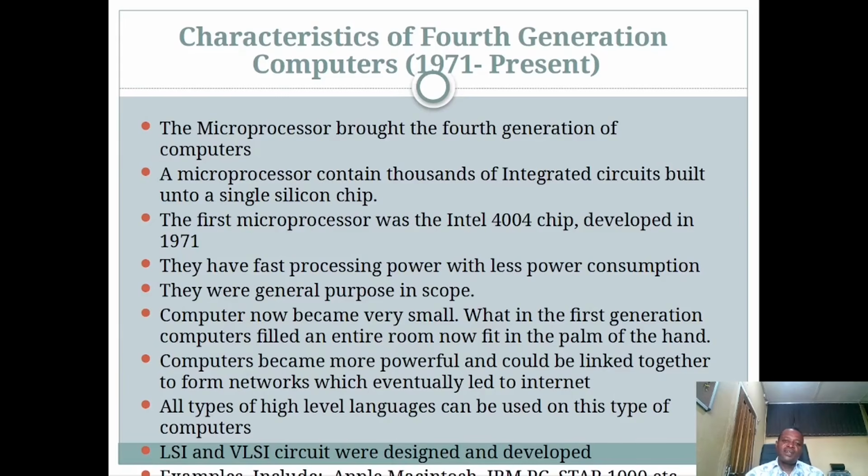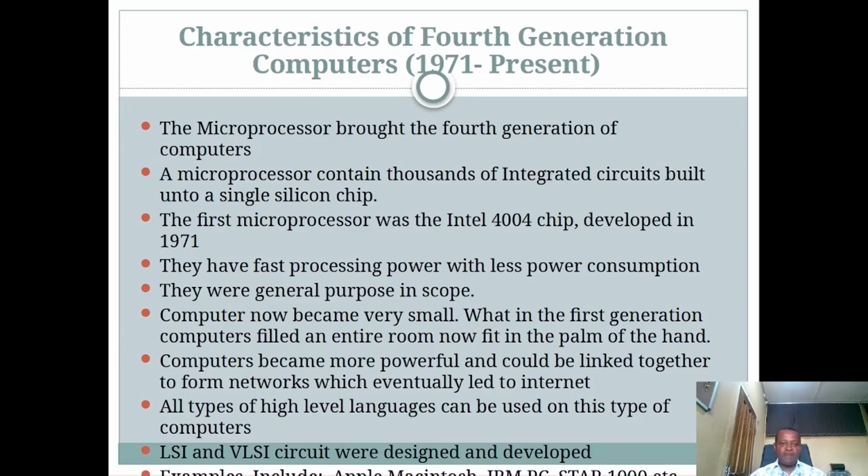There is a module in this course that talks about internet, so we shall wait until we get there to talk more about it. But what you know is that the fourth generation computer brought in personal computer system, which is a small computer system that has the capability of being linked together to share information, files, and other resources.